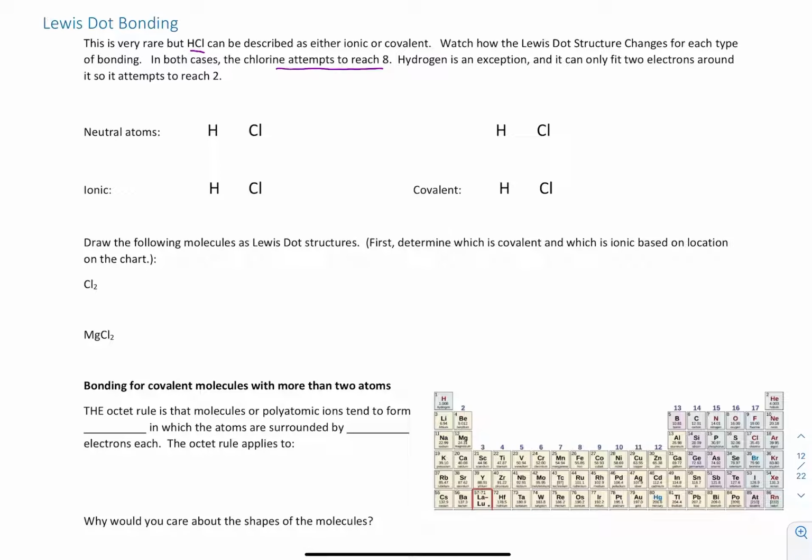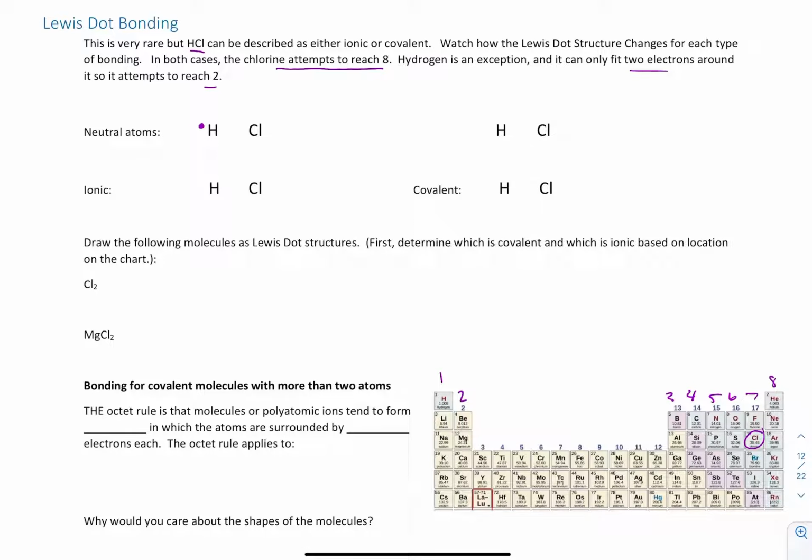Remember, in both cases, chlorine wants to be 8. Hydrogen is an exception you'll find about soon enough, but it can only fit 2 electrons, so it attempts to reach 2. Almost all of the elements are aiming for 8. It's just that hydrogen's a little bit of an exception. So when they are neutral, hydrogen has 1 dot because it's in this first energy level right here.